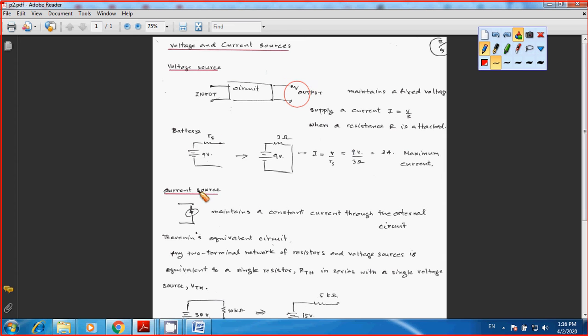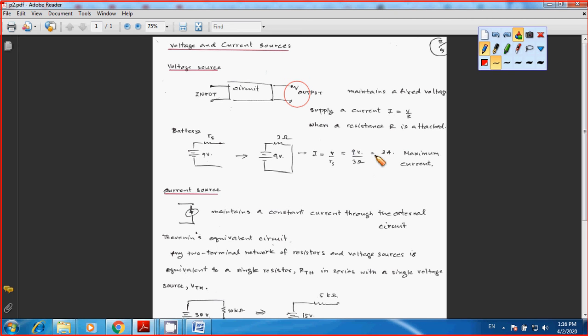The same applies to the current source. For the voltage source, I give you the example of a battery. The battery is 9 volts and has an internal, or source, resistance of 3 ohms. So this battery can supply a maximum current of 9 divided by 3 ohms, according to Ohm's law, which gives you 3 amps maximum current.